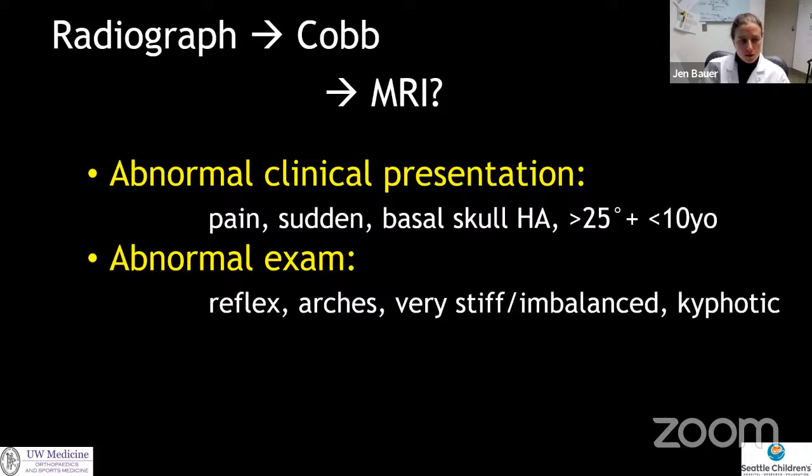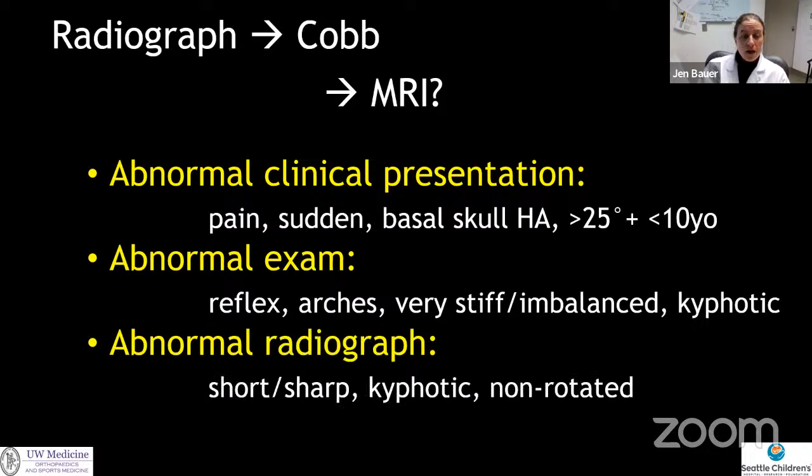Abnormal exam, we touched on these already. Reflexes, arches, really stiff, not moving well, kyphotic. And then an abnormal radiograph. These curves aren't usually very short and sharp, meaning they occur over more than 4 or 5 segments. We don't usually see kyphosis. And the curve itself is always associated with some rotation. So if we see a curve that doesn't have rotation, that might throw us off.